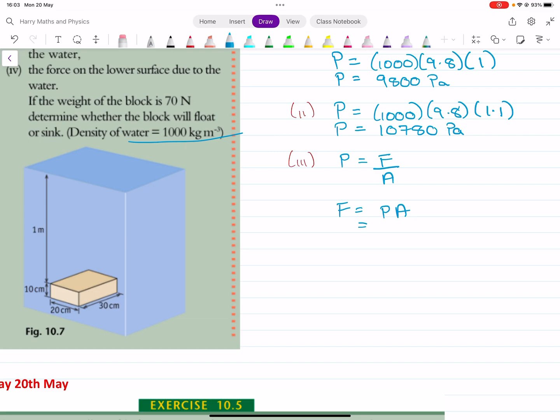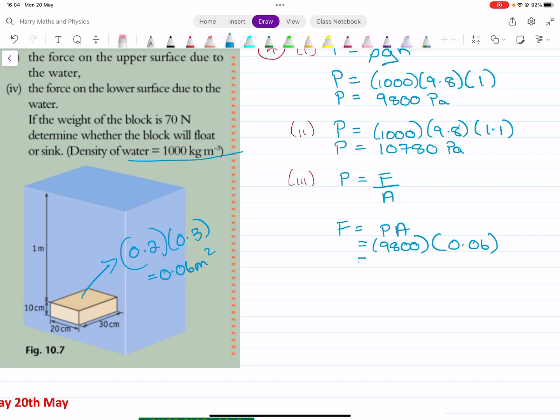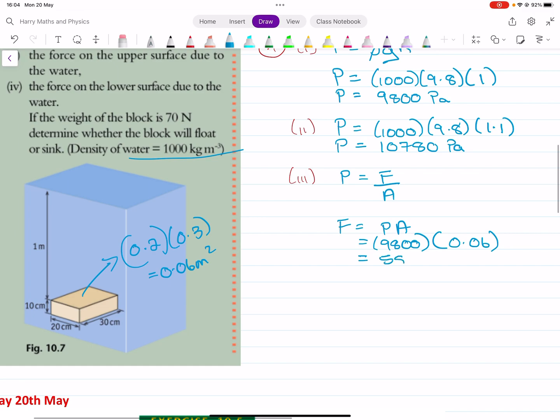The pressure on the upper surface was 9,800. And the area of the upper surface, you can see it over here. So it's going to be 0.2 times 0.3, which is 0.06 in meters squared. So multiply that by 9,800 and I get 588 newtons. That's the force on the upper surface. I'm just going to put a little box around this.